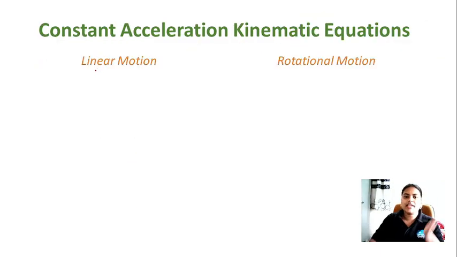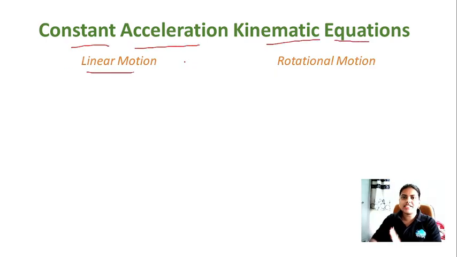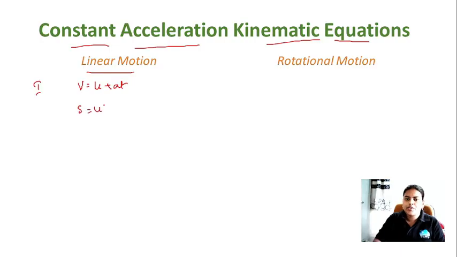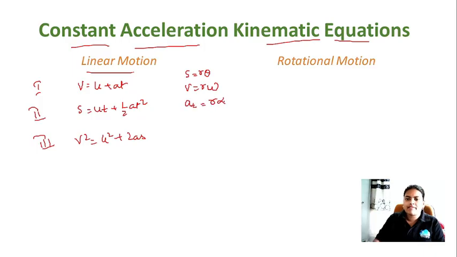Now let's learn about the constant acceleration kinematic equations in linear motion, and what these equations are in rotational motion. In linear motion, we have three equations of motion. v is equal to u plus at, s is equal to ut plus half at square. This is the second one, and the third one is v square is equal to u square plus 2as. From the previous slides we learned that s is equal to r theta, v is equal to r omega, and a_t is equal to r alpha. So if we substitute these in the linear motion equations, we get the rotational motion equations.